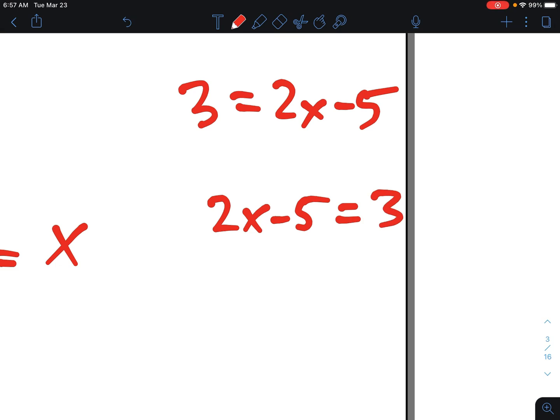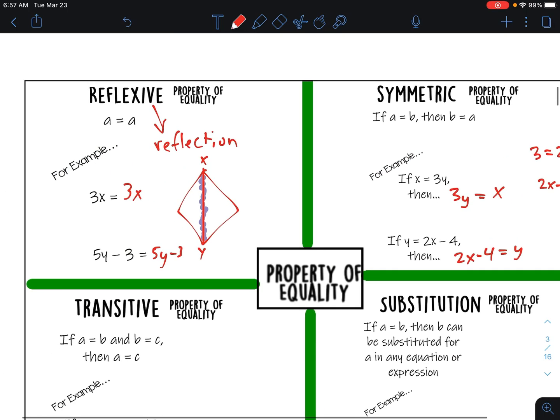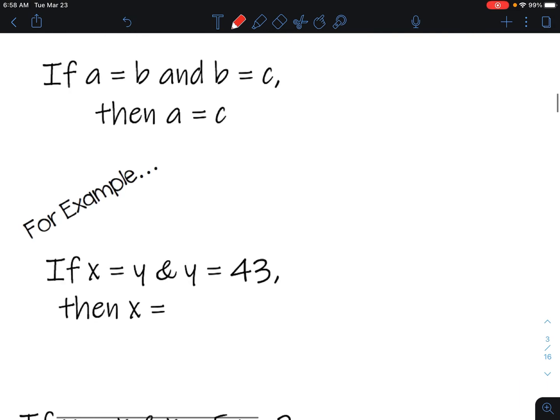Some of you do this, and that's all right. Your justification on that is the symmetric property, because 6 is equal to 2 plus 4, or 4 plus 2 is equal to 6. It doesn't matter how you look at that, okay? And we've got the transitive property.